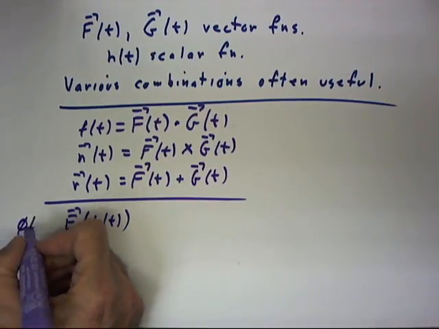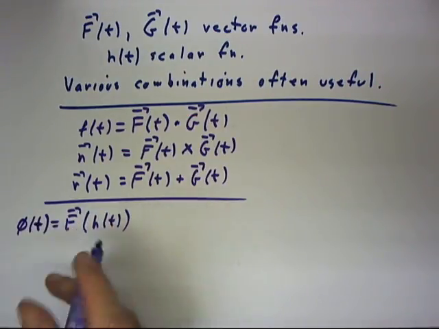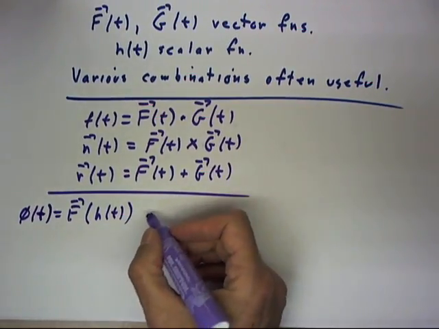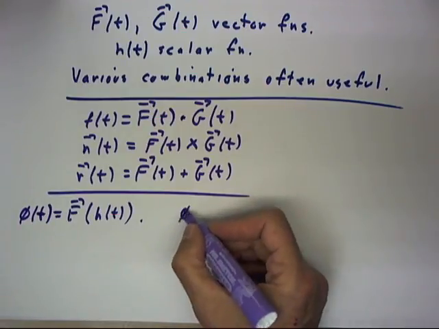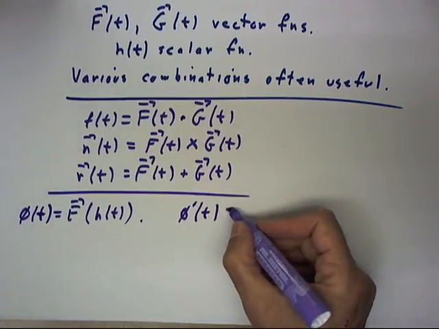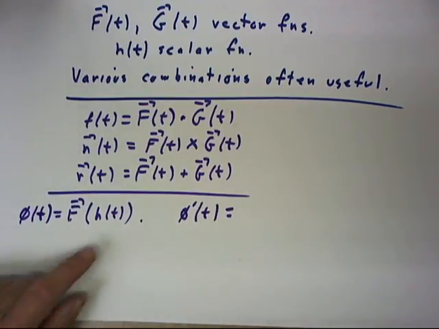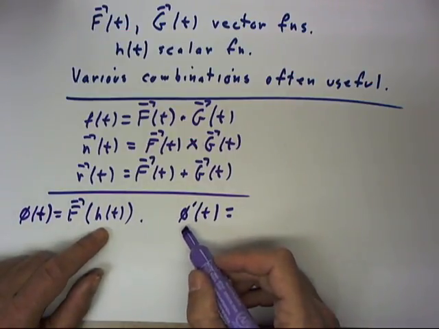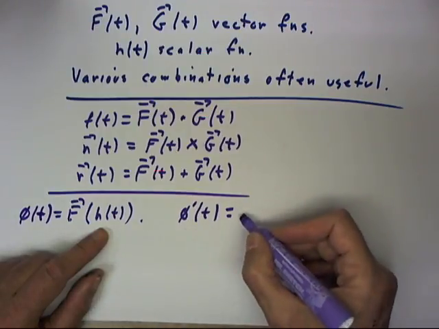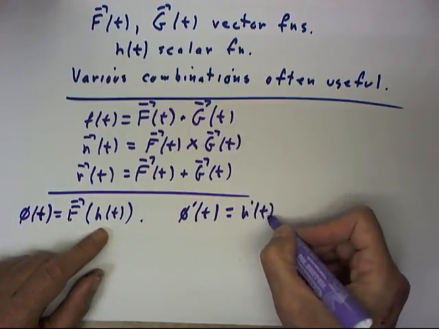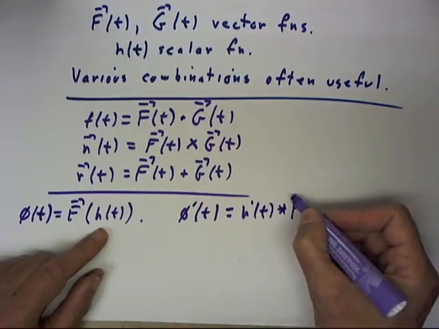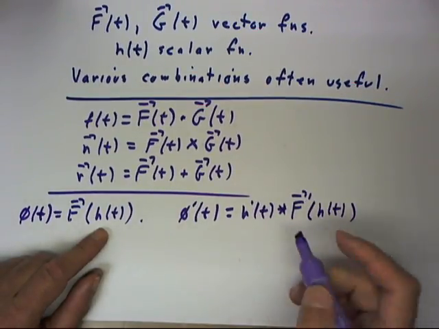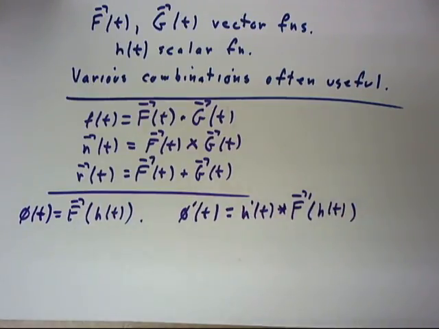Anyhow, we could do f of h of t, and let's let that function be, what the heck, phi of t. Maybe not the best choice of symbol, but that's okay. Then phi prime of t is going to be just what we'd expect. And the reasons, again, are not difficult to understand, but we'll get into those later. It's just going to be h prime of t times f prime of h of t, just like the chain rule for functions of a single variable.